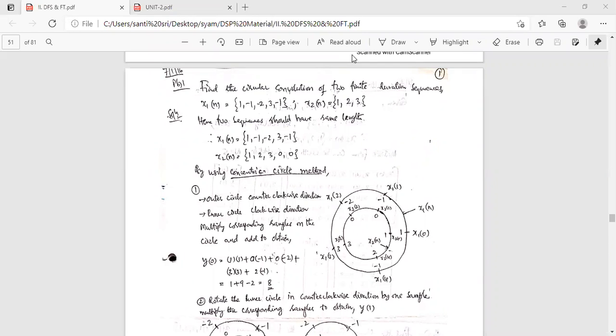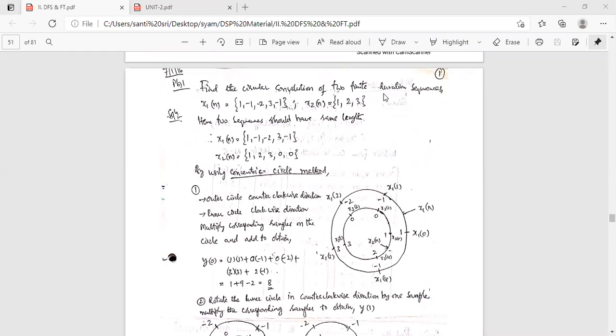Circular convolution we already discussed in the last class. For doing circular convolution, the length of the two sequences must be the same. Here the given length of x1 of n is 5 and the second one is 3. So make it 5: the length of the second sequence will also be 5, so zeros will be added. So 1, 2, 3, 0, 0.